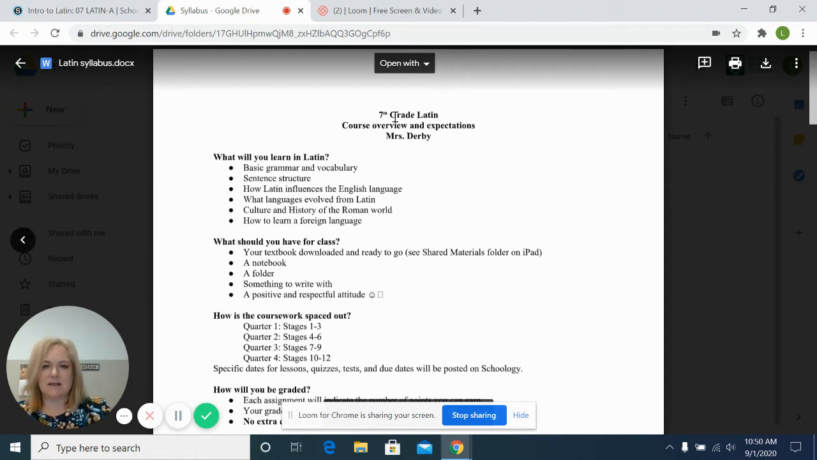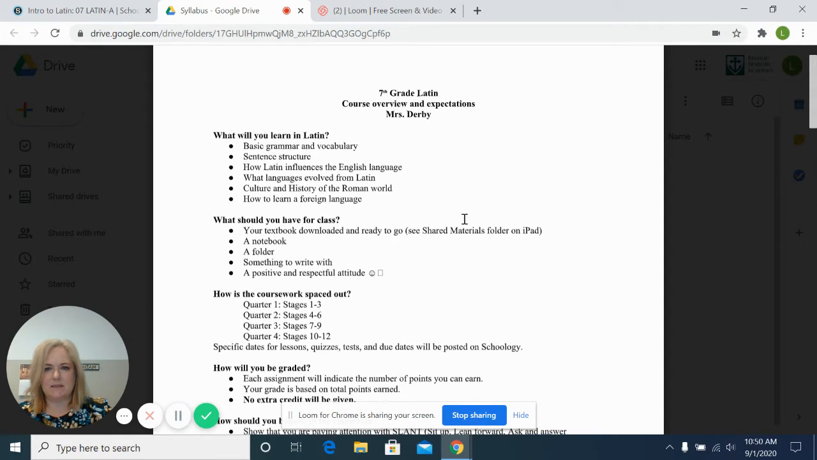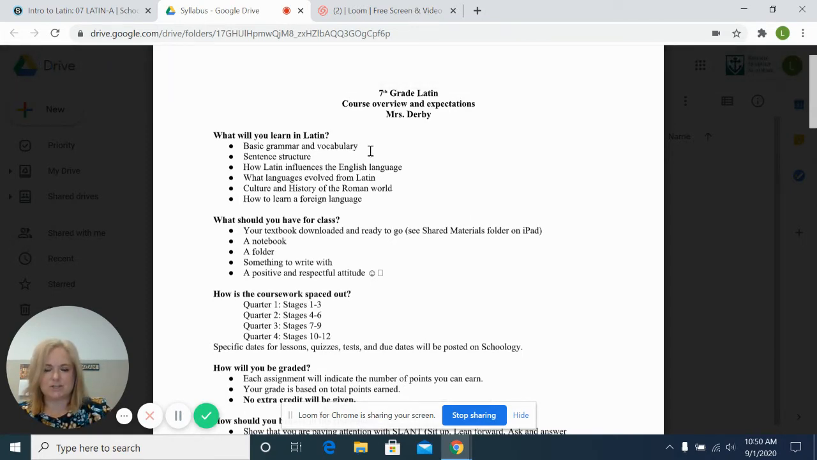The syllabus is in the first week folder in Schoology, and let's go over that. Your students will be learning basic grammar and vocabulary, sentence structure, how Latin influences the English language, languages that evolved from Latin, the culture and history of the Roman world, and just how to learn a foreign language, particularly a Romance language, as those are what we teach here at Seabury.